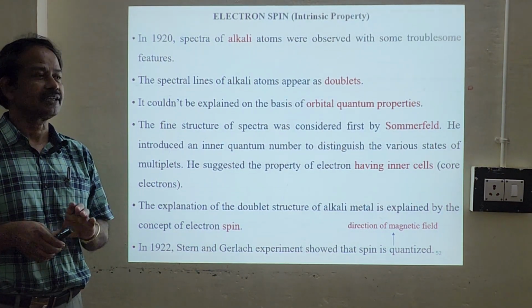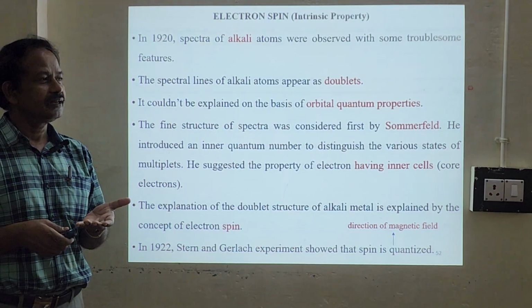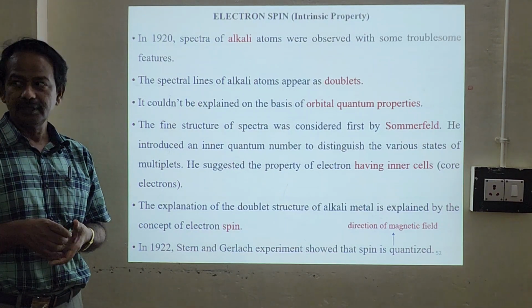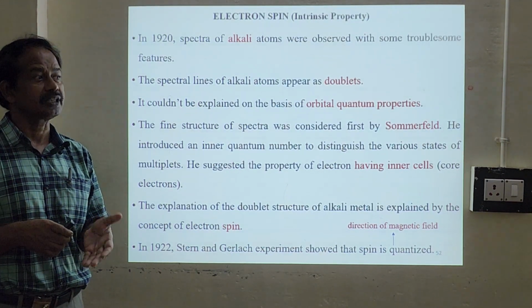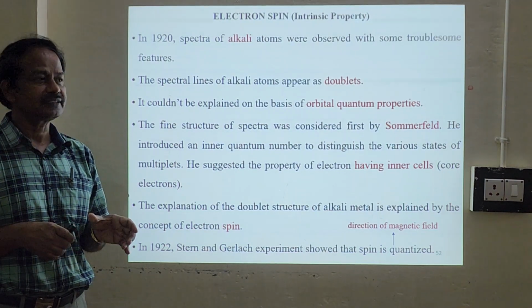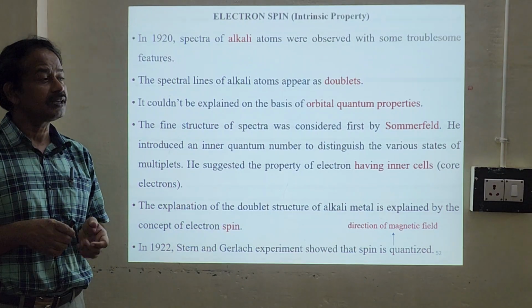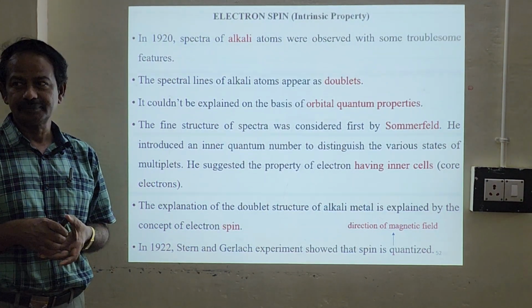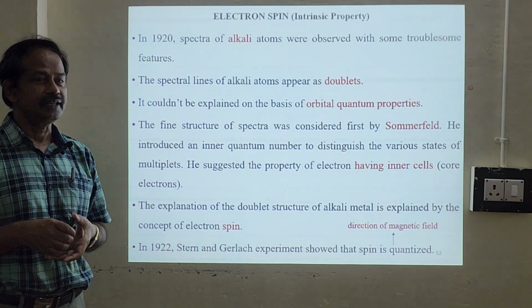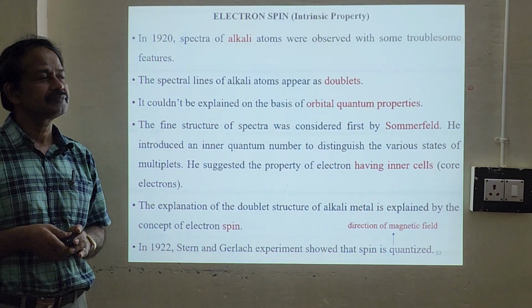Capital S is a vector quantity and represents the spin angular momentum, and small s represents the spin quantum number. Capital S stands for spin angular momentum, small s stands for spin quantum number. Especially for electrons, we know already plus half and minus half. So these are the things that we know already.